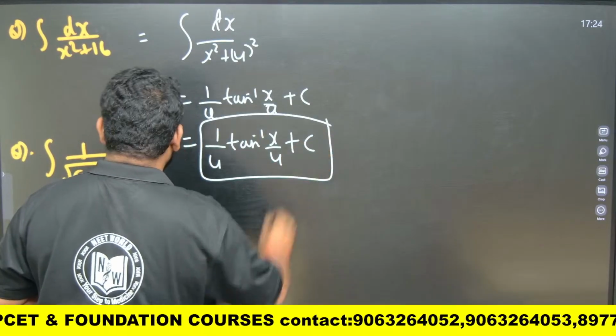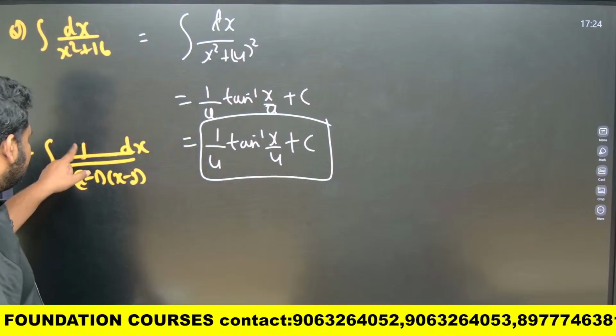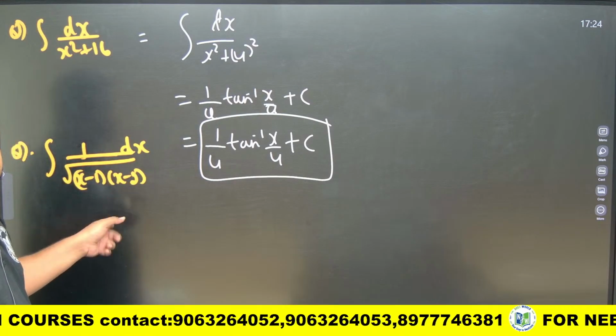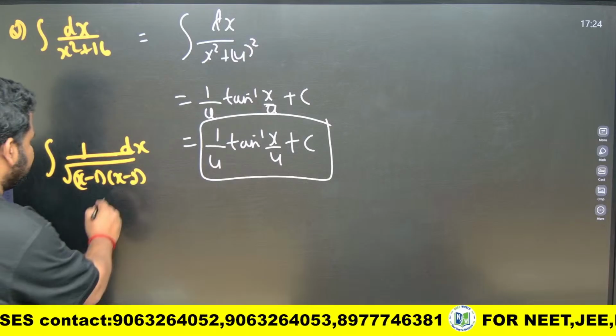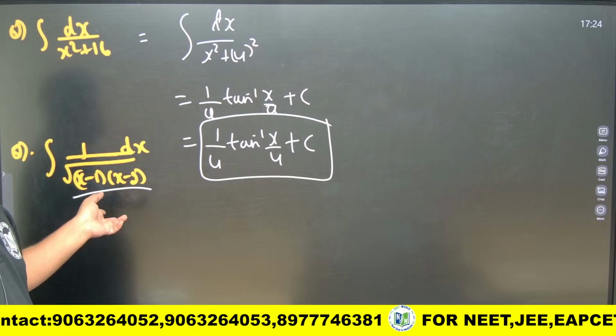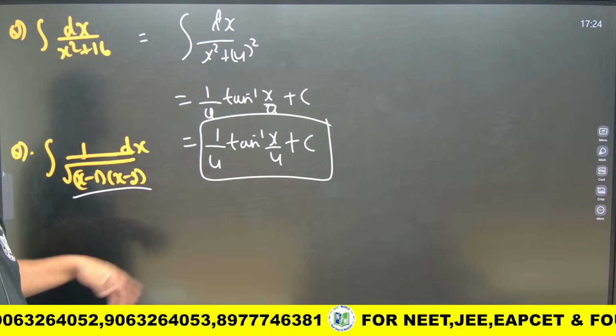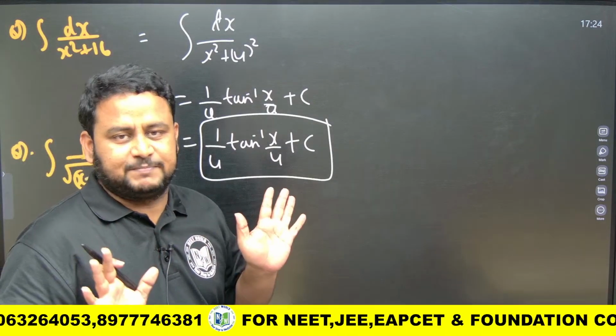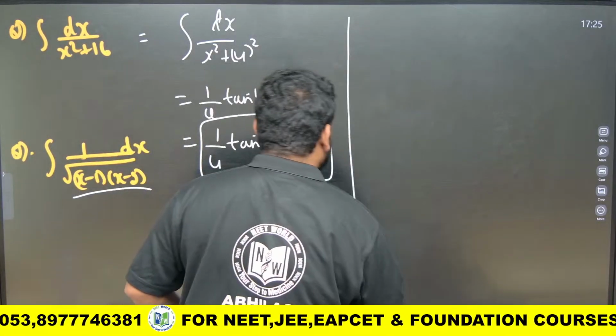Very simple question. Similarly, they have given 1 by square root of x minus 1 into x minus 2. So this is of the form square root of ax square plus bx plus c. So here what should I use, friends? First I have to use the completing the square method.